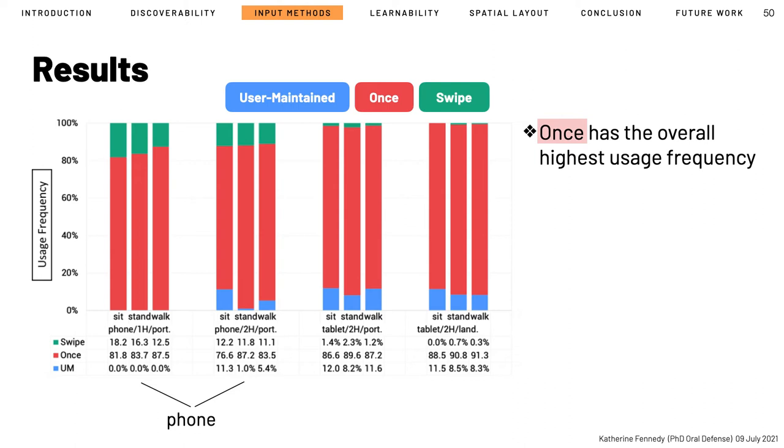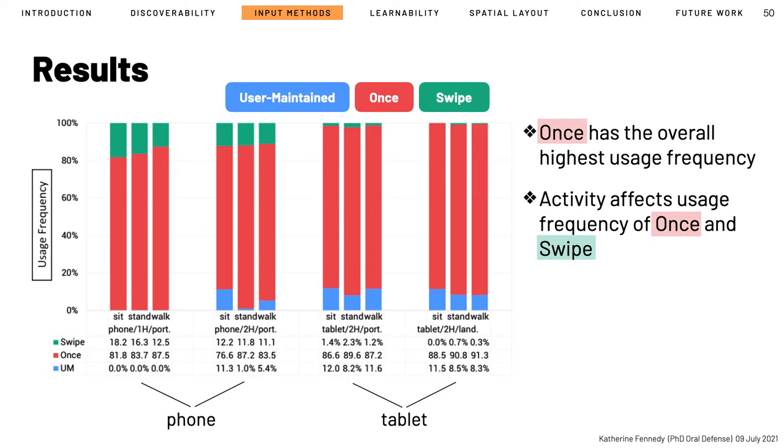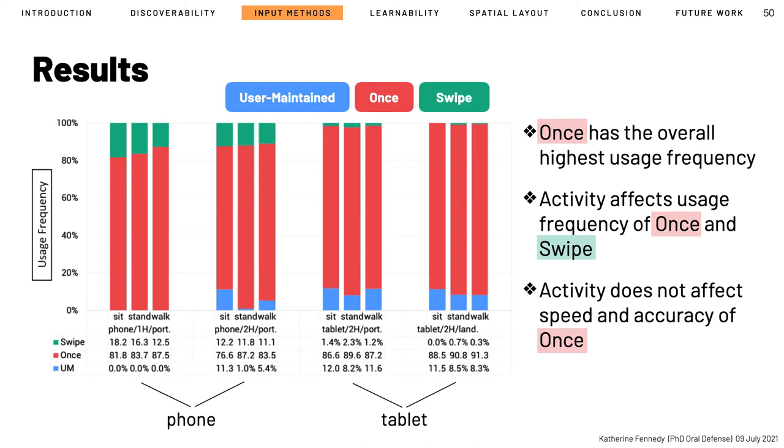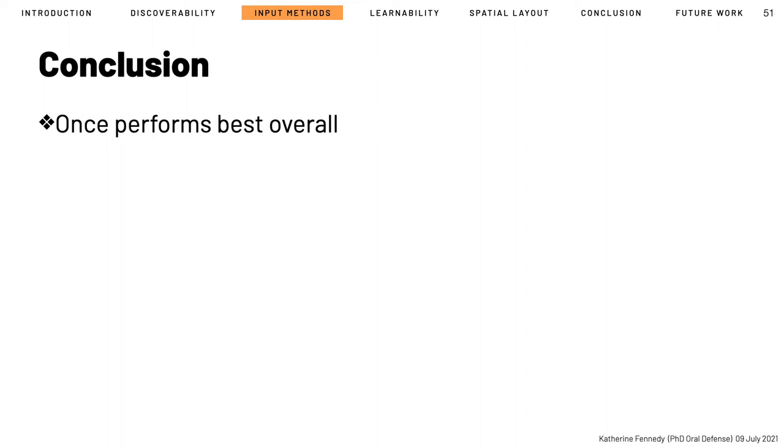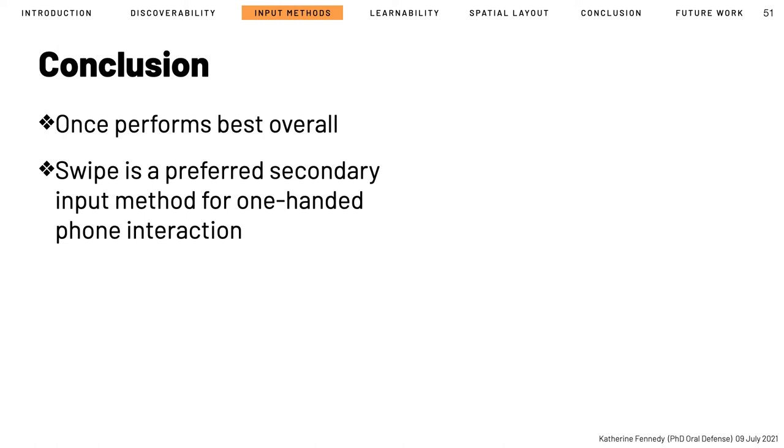In addition, activity affects the usage frequency of once and swipe, but activity does not affect the performance of once, hence making once a robust input method for real-life scenarios. We conclude that once performs best in terms of speed, accuracy, rating, and usage frequency. But as an alternative, swipe is preferred for one-handed phone interaction and user maintain for tablet interaction.